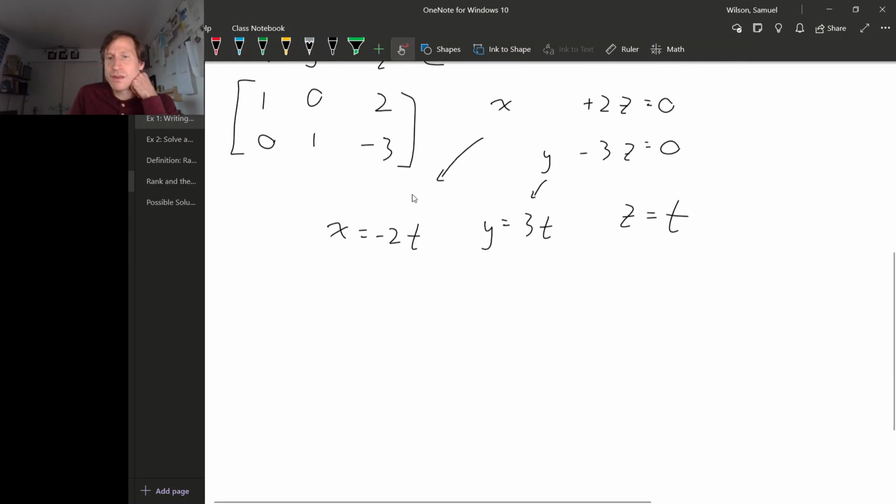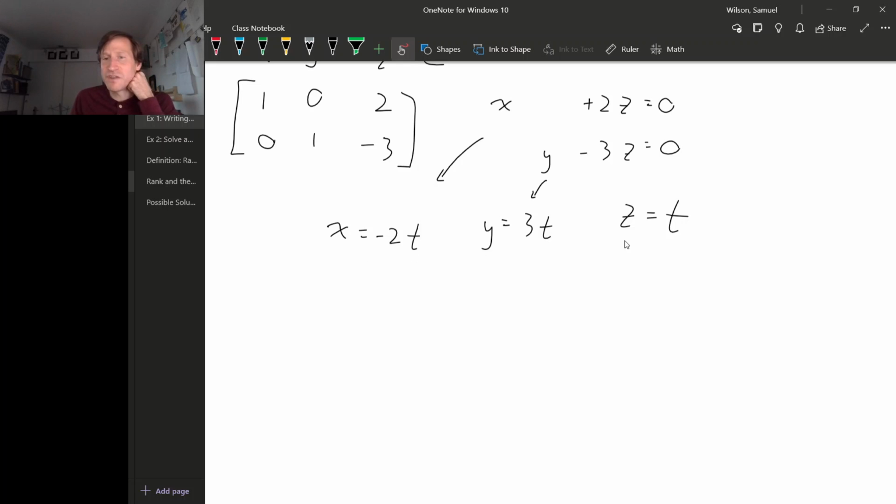So this parameterizes the collection of solutions. There's a nice way to express this. Writing it out individually, variable by variable, is going to be a little bit cumbersome. So here's what we're going to do instead.